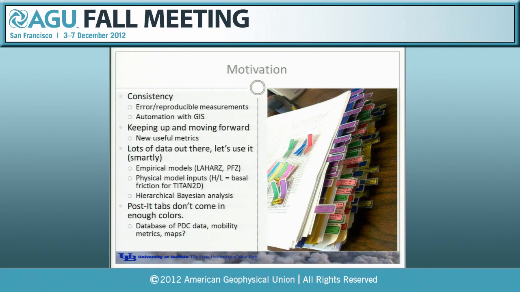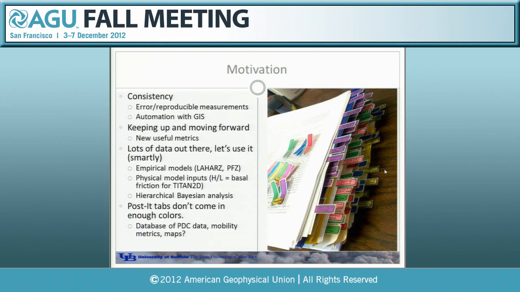But really this talk is focused on the fact that there's lots of data out there and we should be using it smartly. Some of the things we do with mobility metrics now is that they inform empirical models like Lahar-Z, or the energy cone models. But we can also use some of those metrics as physical model inputs. For instance, height dropped over run out is a good estimation of basal friction for Titan. I'll come back to that.